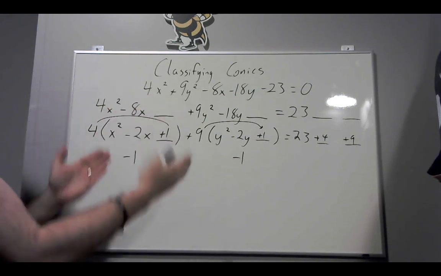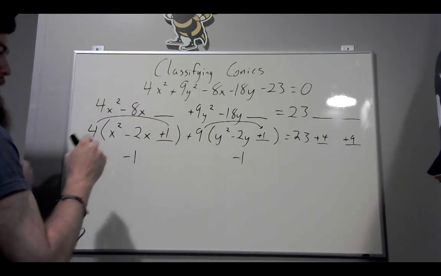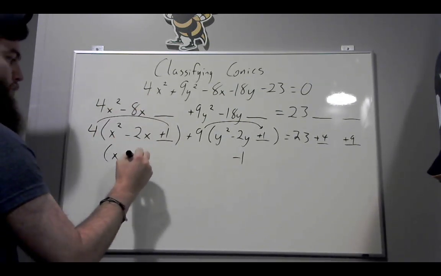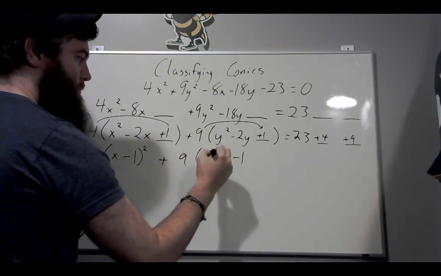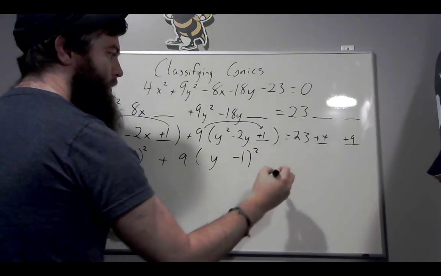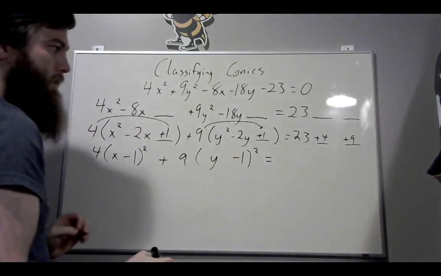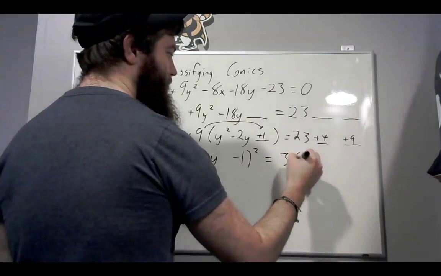So we can now go and simplify. This would factor to x minus 1, that quantity squared. This would be y minus 1, that quantity squared. And this would equal 36.